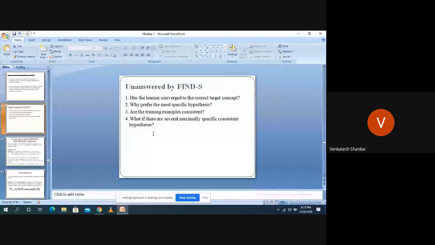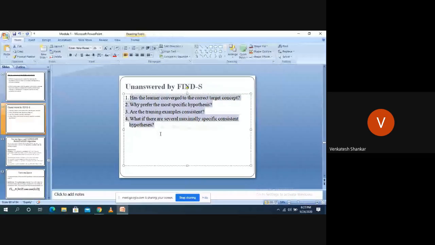Has FindS converged to the correct target concept? Why prefer the most specific hypothesis? Are the training examples consistent? No. What if there are several maximally specific consistent hypotheses? So we can't answer these four questions.